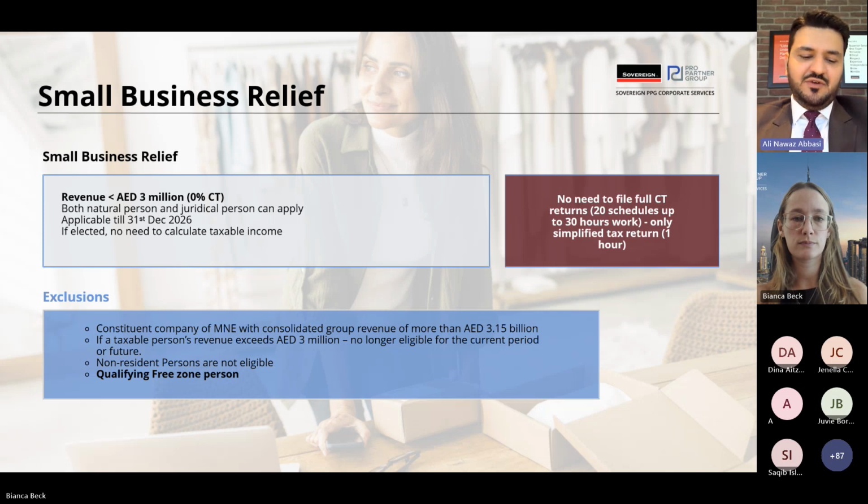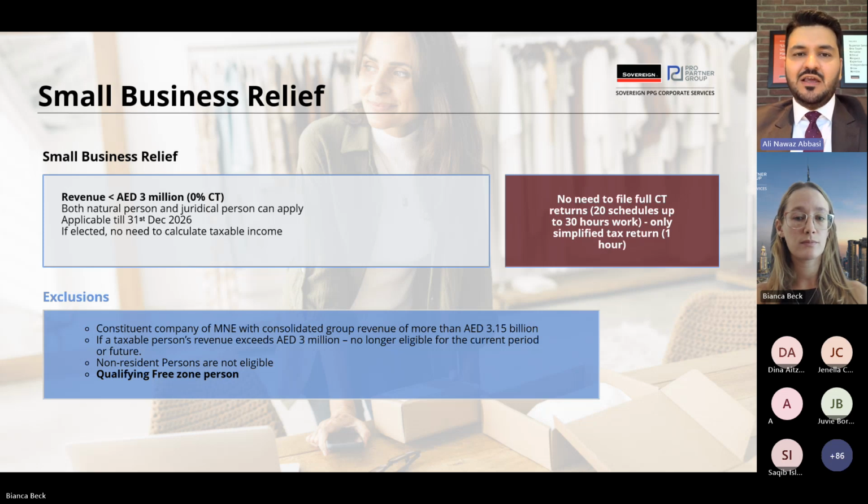Okay, small business relief. I think this will be interesting to a lot of people. If your revenue in a taxable period is less than 3 million dirhams, you can claim this relief and pay no tax. This relief is available to both natural and juridical persons. As of now, this relief is only available until 31st of December 2026.